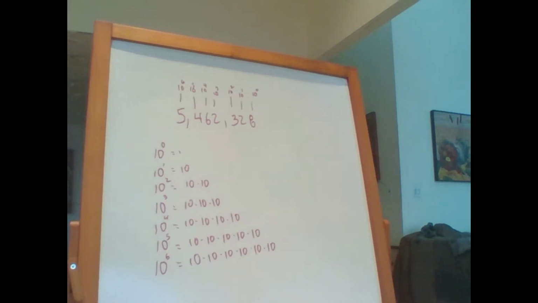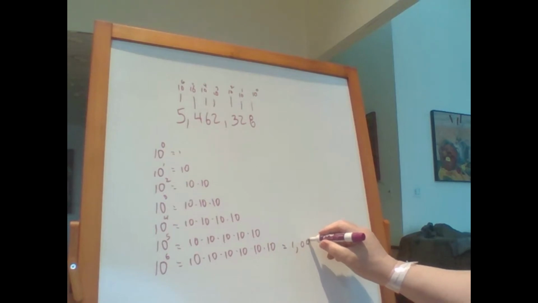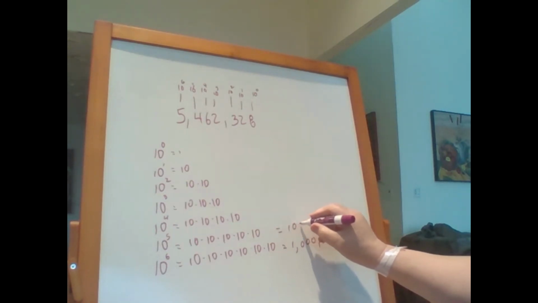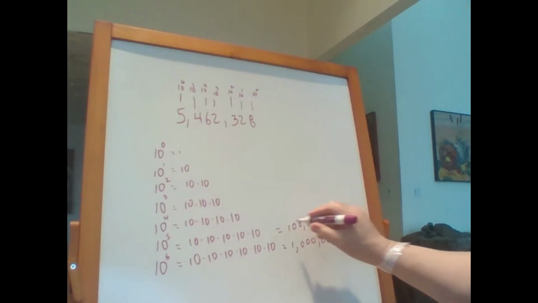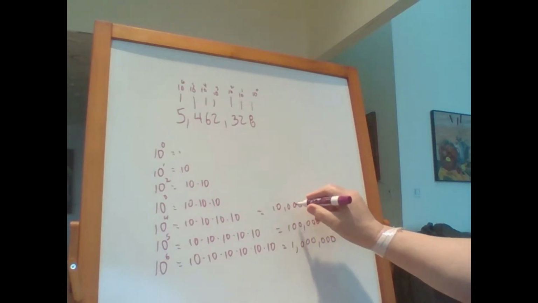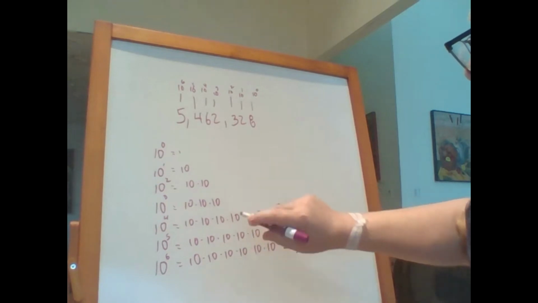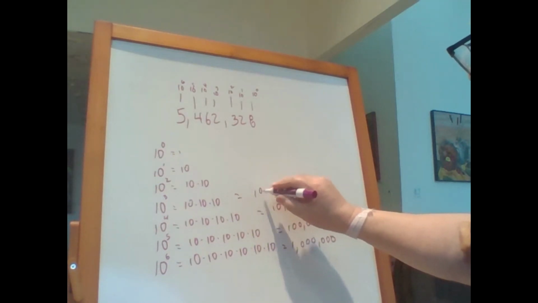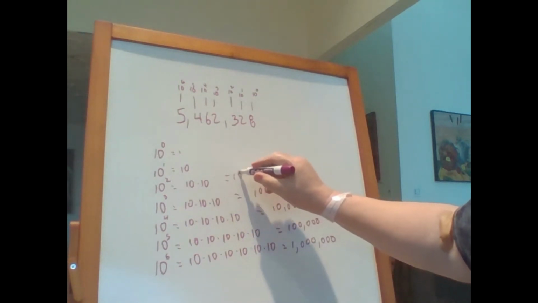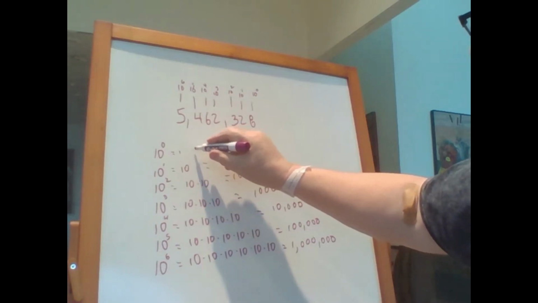All right. And that's equal to 1,000,000. This is equal to 100,000. This is equal to 10,000. This is equal to 1,000. When you multiply those out, that's 100. That's 10, and this is 1.